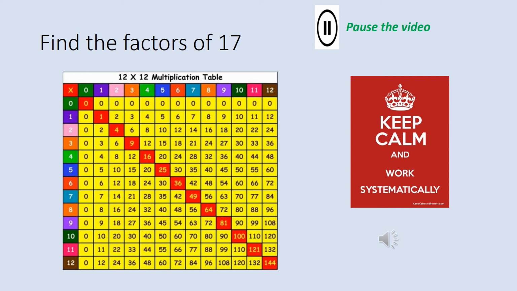Now have a go at finding the factors of 17. Pause the video. I'm hoping you've worked out that 17 has only got 2 factors, 1 and 17, because 17 isn't in any of the other times tables. Do you know what type of number we would call 17?